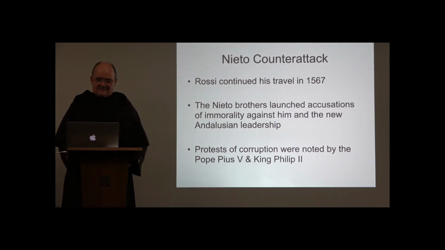Well, this is the time of the Council of Trent. Complaints about corrupt religious are going to be taken seriously. So both the king and the pope are going to pay attention, at least temporarily, to these accusations.